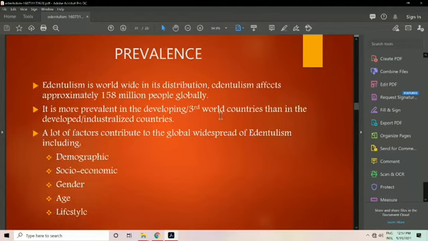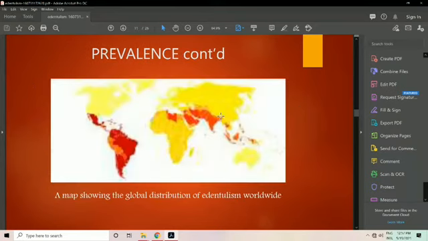The prevalence rate differs in different countries. Different location, demographics, socio-economic status, gender, age and lifestyle will have an effect on the prevalence rate of edentulism. So according to different countries, different locations and different lifestyles, the prevalence rate will be different for different locations and different patients.